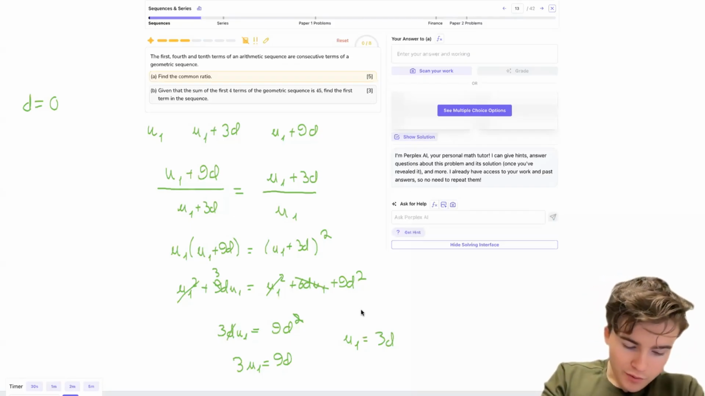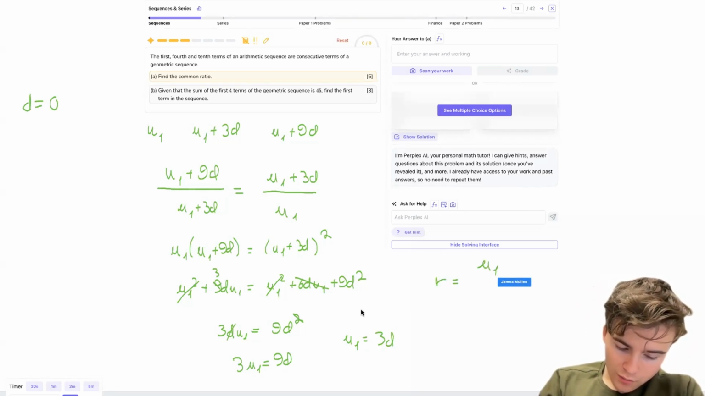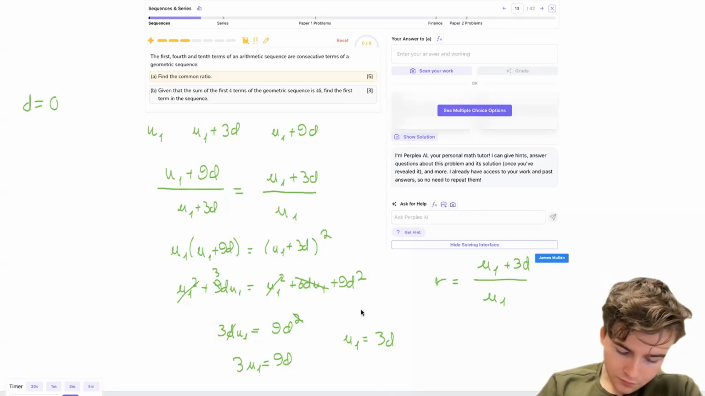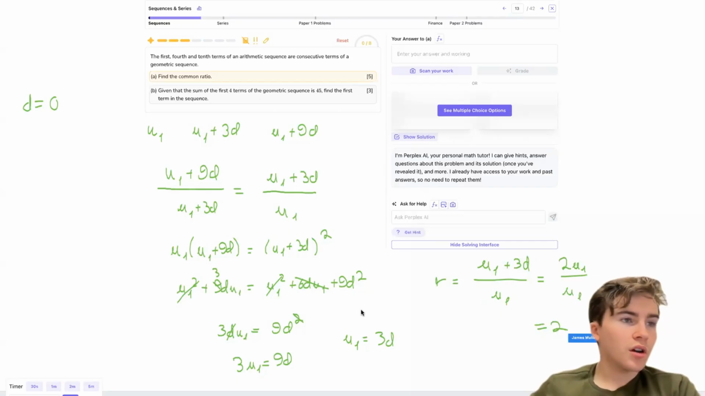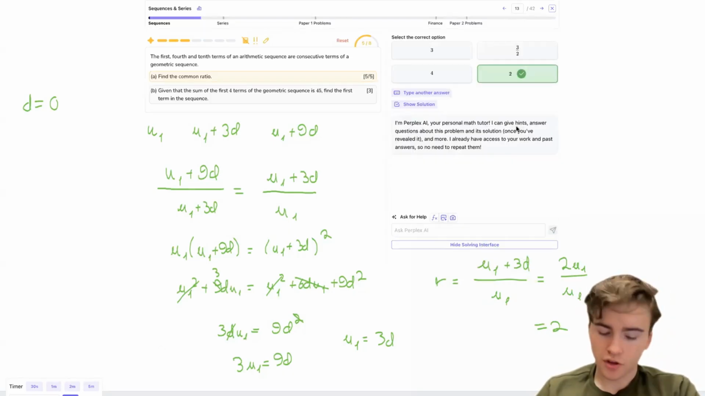I remember that I had an expression for r, which was r is equal to u1 plus 3d over u1. And we just realized that u1 is the same thing as 3d. So I can replace this 3d with u1. And then this becomes 2u1 over u1, which is equal to 2. And so my answer for part A is r is equal to 2.